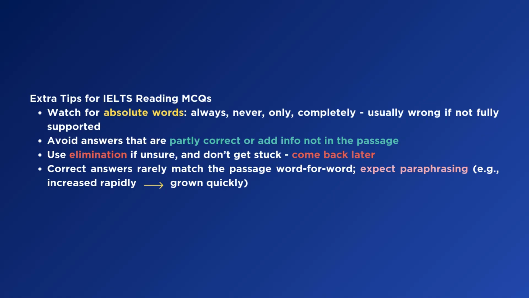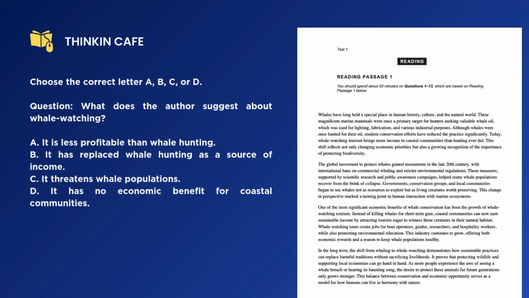Finally, test writers love to paraphrase. For example, increased rapidly might become grown quickly. So remember that the correct option is rarely word for word, even though one or two keywords would likely be exactly the same. Before we end our lesson, let's do one more quick example.